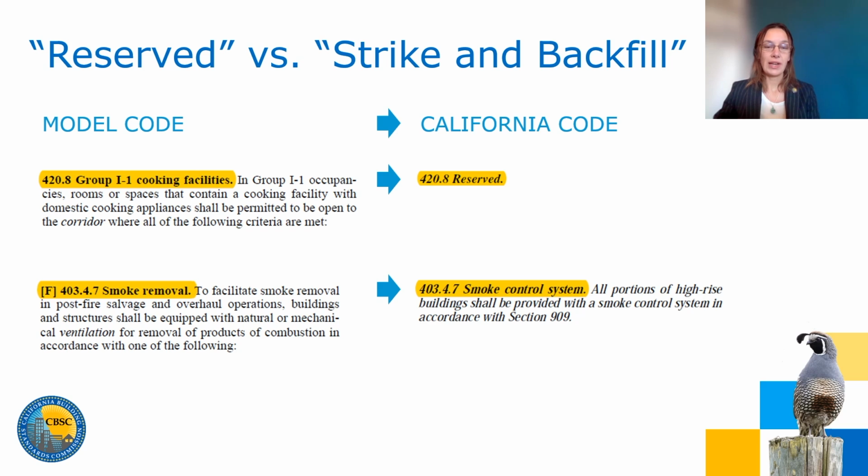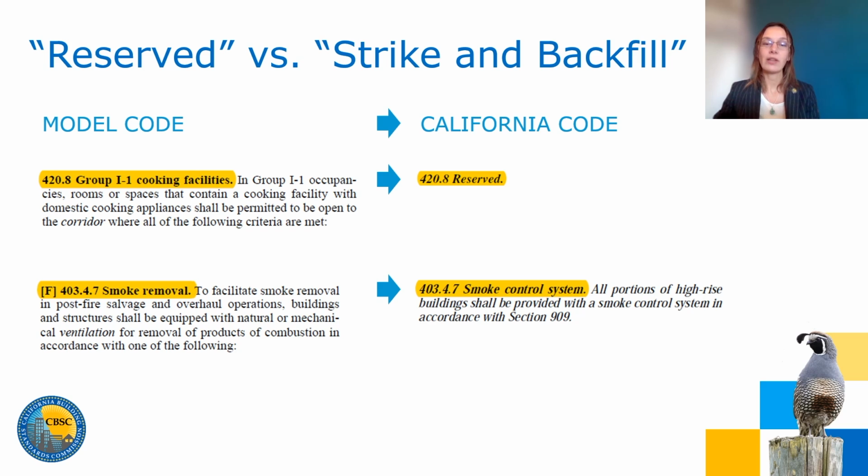When California does not adopt a model code section, but wants a section number to remain in the code, there are two methods to address it. The first example on this slide shows the reserved method, when the model provision is stricken and replaced by the term reserved. Note the use of italics to indicate that the reserved section is a California amendment to the model code text.